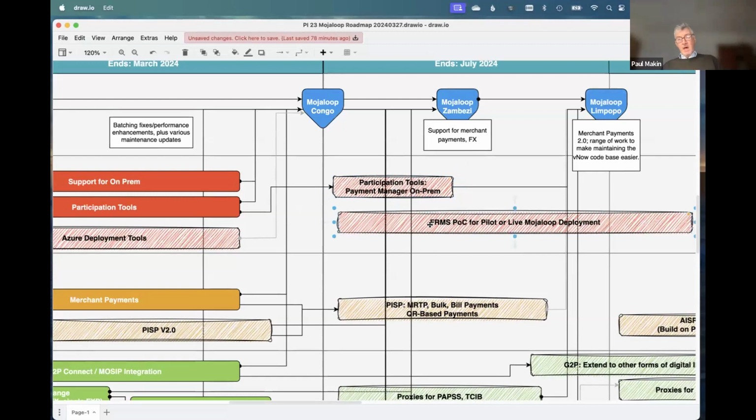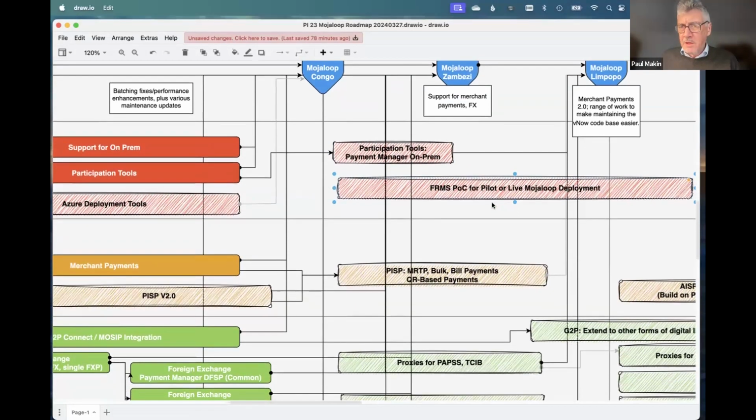Separately, we've been speaking to the FRMS team and Greg, who I think is possibly on the Zoom call. We want to have FRMS as a proof of concept or a pilot for a Mojaloop deployment, and we think that will happen within the next PI for the COMESA proof of concept or pilot, whichever term we're using today. That will happen within the next PI, and it will continue probably for longer than that.